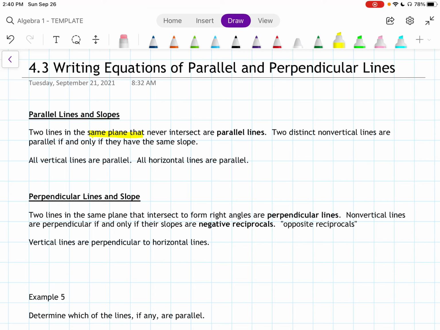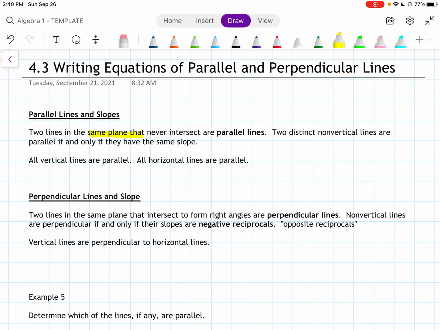So if they never intersect, they're called parallel lines. And then two distinct non-vertical lines are parallel if and only if they have the same slope. Right, so any two lines that are parallel have the same slope. All vertical lines are parallel, and all horizontal lines are parallel.